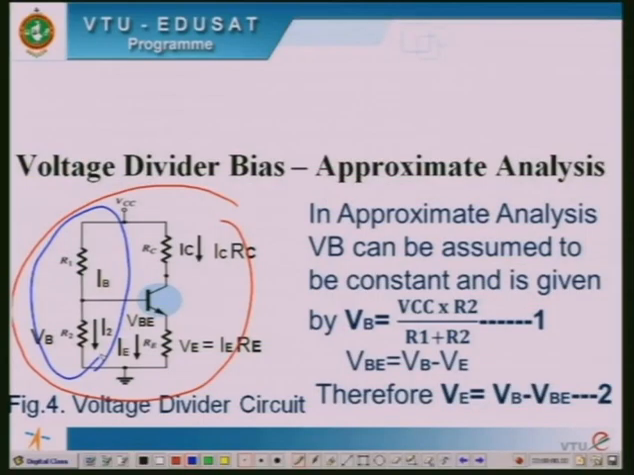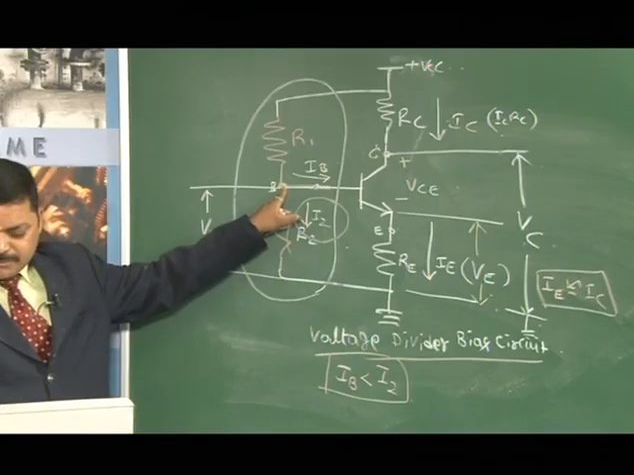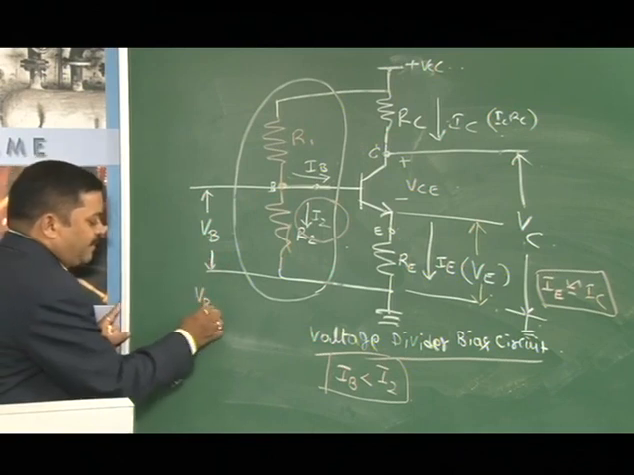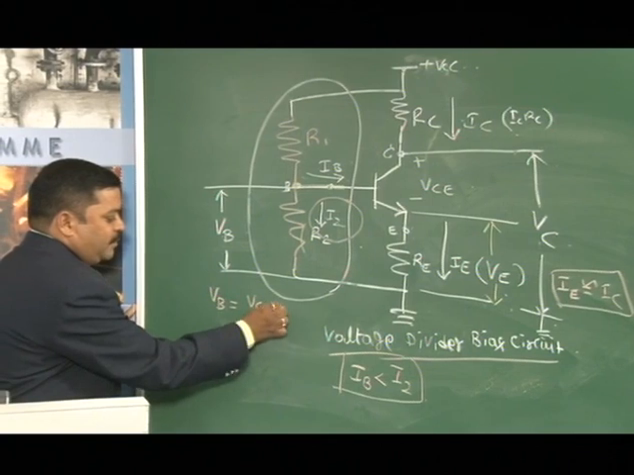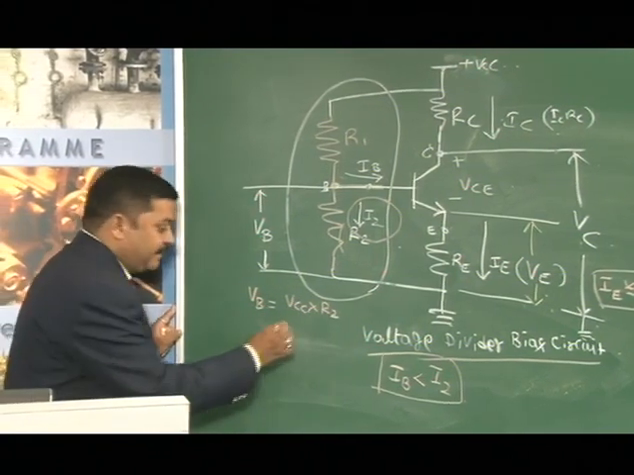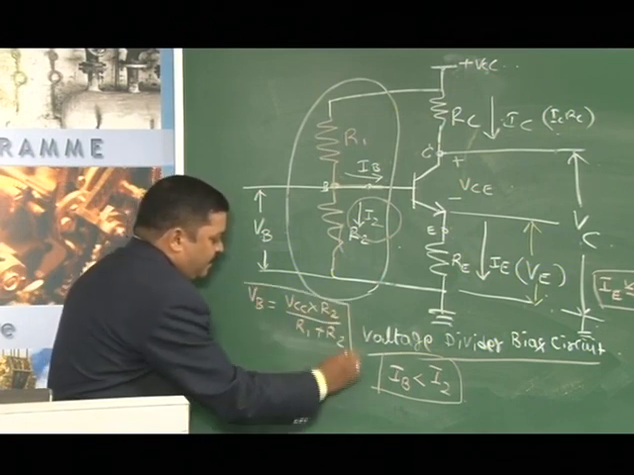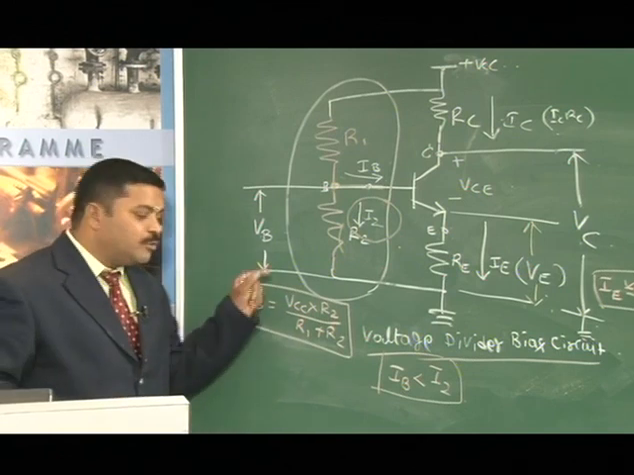Let us come to this. Now in approximate analysis, VB can be assumed to be constant and is given by VB, as I told you, it is the voltage divider network voltage only. At this point, what is the voltage? Which is VB, I have written in the last, that is applied voltage VCC into R2, the grounded resistance, divided by R1 plus R2. So this is VB. So VB is assumed to be constant.